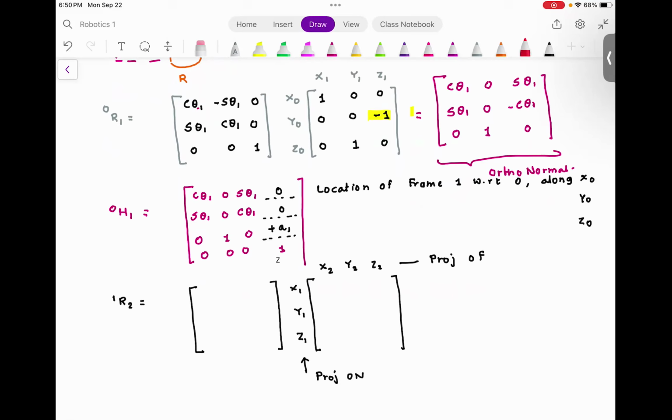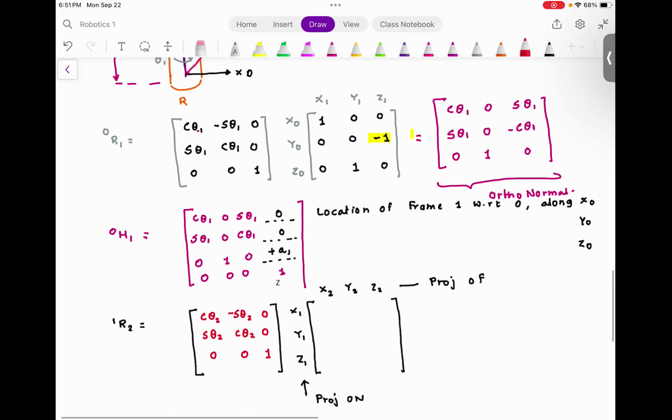Rotation matrix, cosine theta 2, minus sine theta 2, 0, sine theta 2, cosine theta 2, 0, 0, 0, 1. You agree with me? Now tell me about the projection matrix.